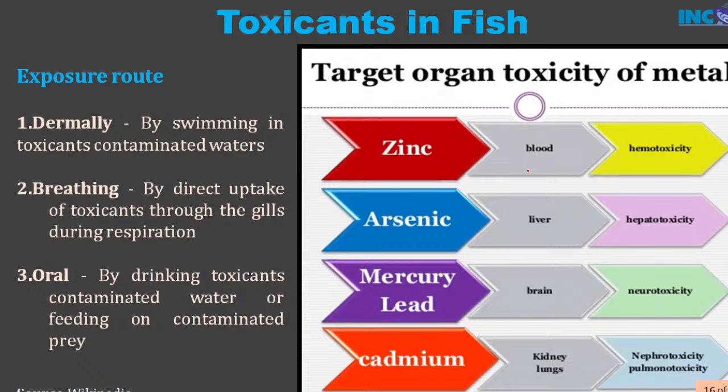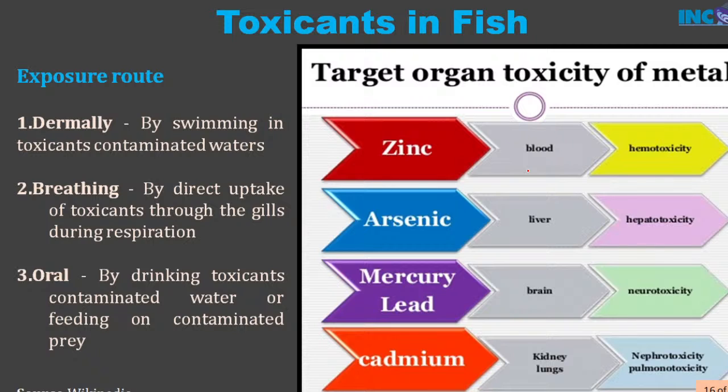Zinc reacts with blood, which leads to hemotoxicity. Arsenic reacts with the liver, which leads to hepatotoxicity. Mercury and lead react with the brain. Mercury is a neurotoxin, more toxic to the brain, so neurotoxicity forms. Then cadmium affects the kidney and lungs, which also leads to nephrotoxicity and pulmonotoxicity.